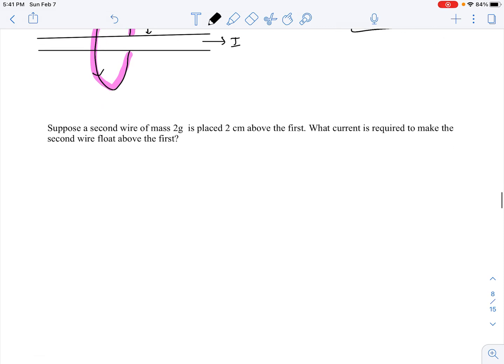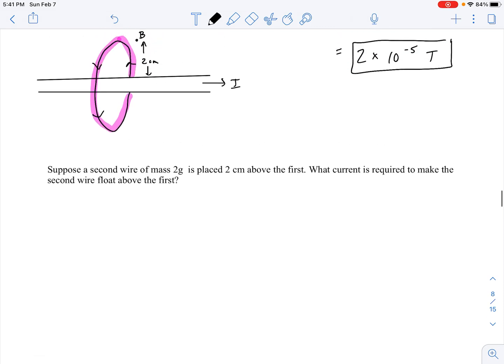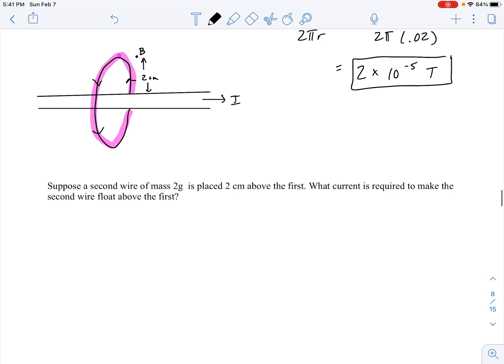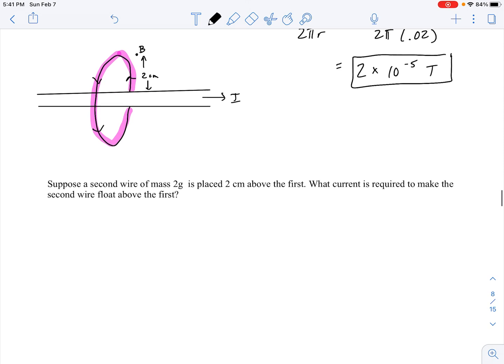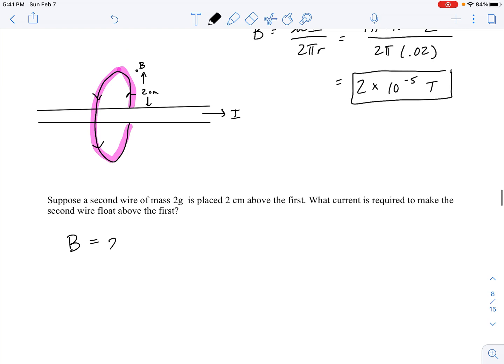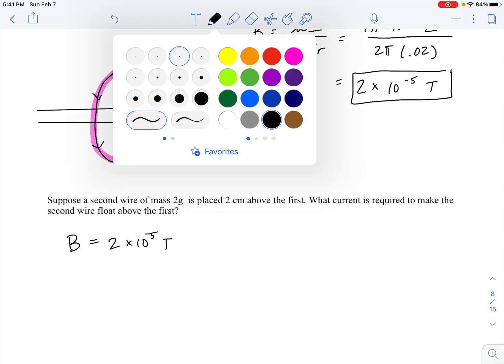Okay, another question, last one for today. Suppose a second wire of mass 2 grams is placed 2 centimeters above the first. What current is required to make the second wire float above the first? All right. So we've got the magnetic field at that point, we just figured it out. The magnetic field at this point is 2 times 10 to the negative 5th Tesla, pardon me.